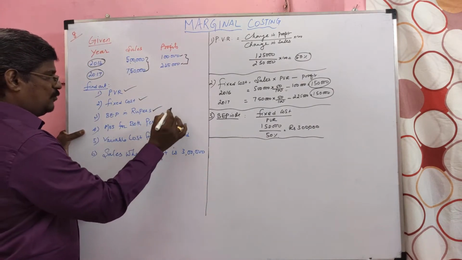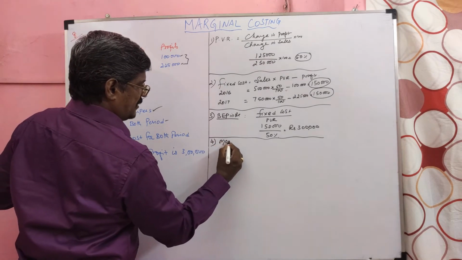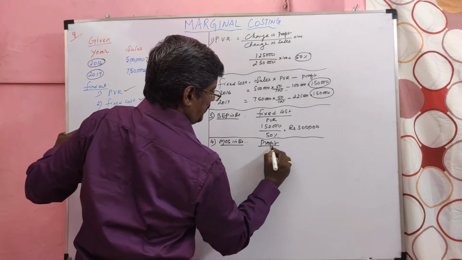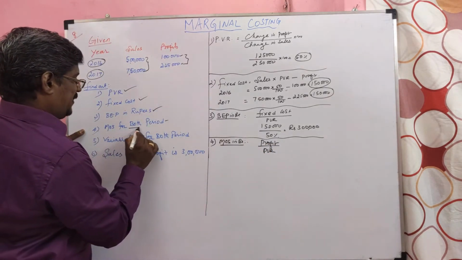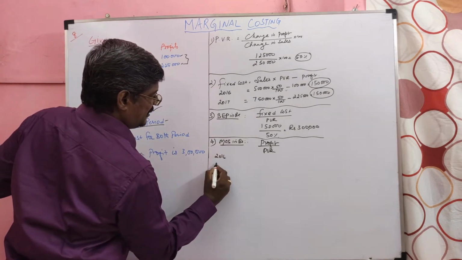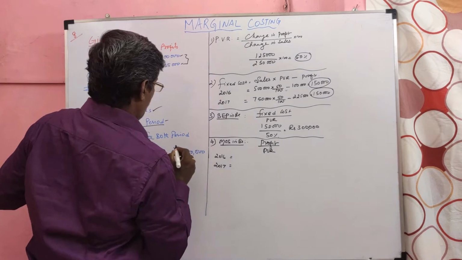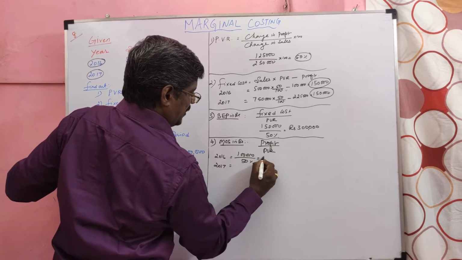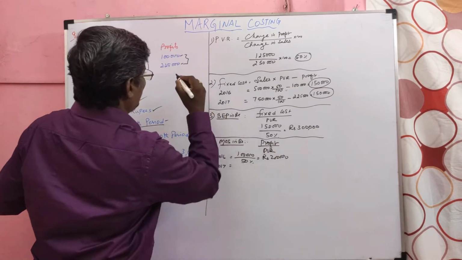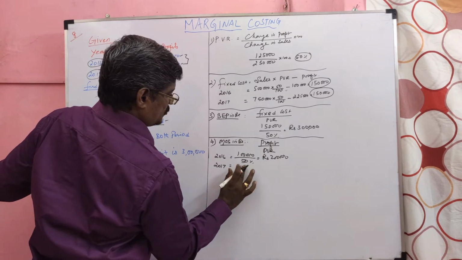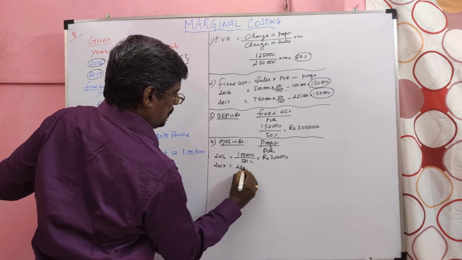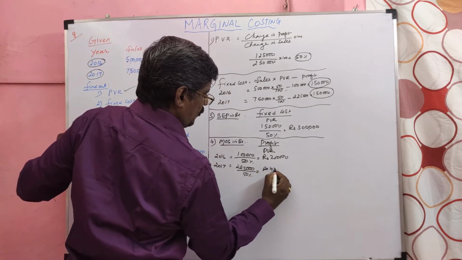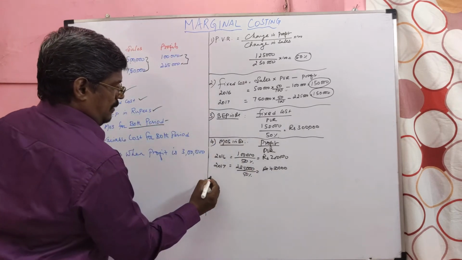Next, margin of safety for both periods, in rupees. What is the formula? I said use always profit divided by PVR. They are asking for both periods, so we have to calculate for 2016 as well as for 2017. Profit of the first year 1 lakh divided by 50% equals rupees 2 lakh. Second year 2 lakh 25,000 divided by 50% equals rupees 4 lakh 50,000 is the margin of safety.